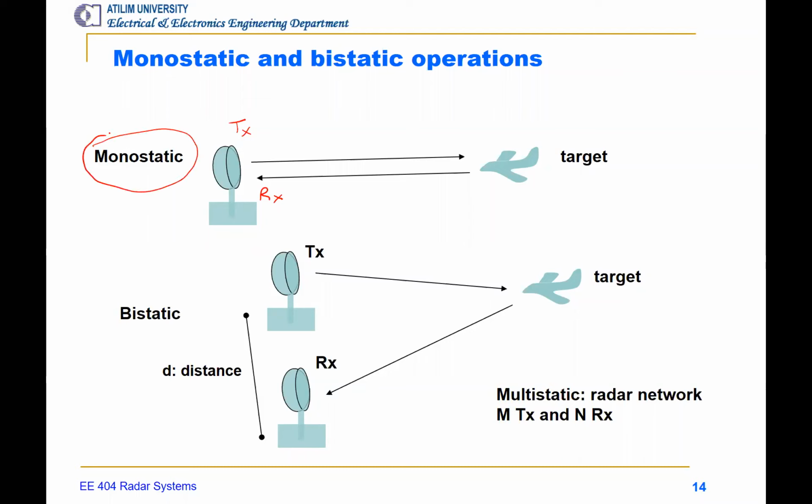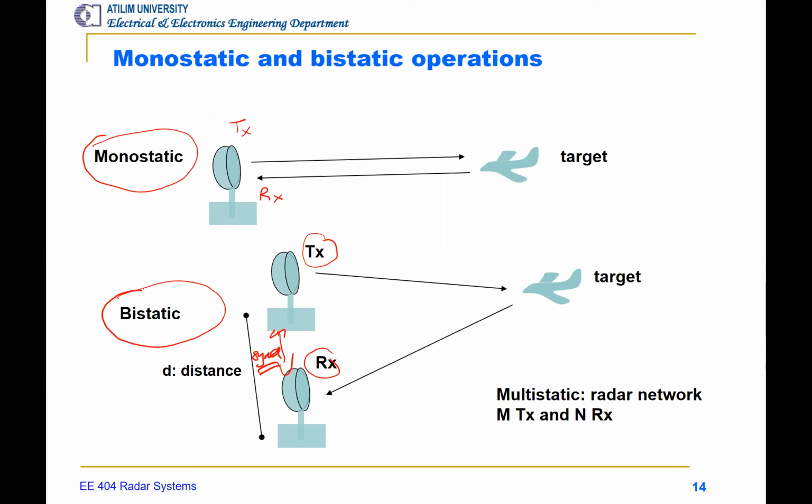On the other hand, we may also place a transmitter and receiver at different locations. We can position them separately and then synchronize them. So there is usually a synchronization here, and we simply use bistatic operation.